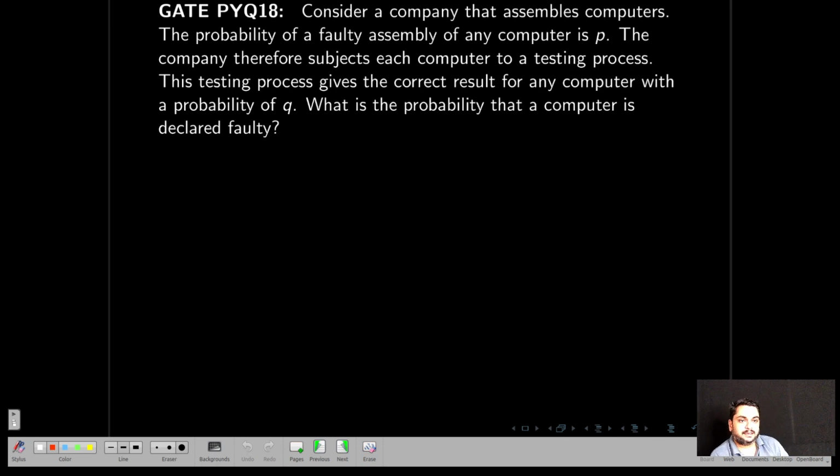Next, consider a company that assembles computers. The probability of faulty assembly of any computer is P. The company therefore subjects each computer to a testing process. This testing process gives the correct result for any computer with the probability of Q. What is the probability that a computer is declared faulty? Okay, so this is again with the tree diagram, you can do it.